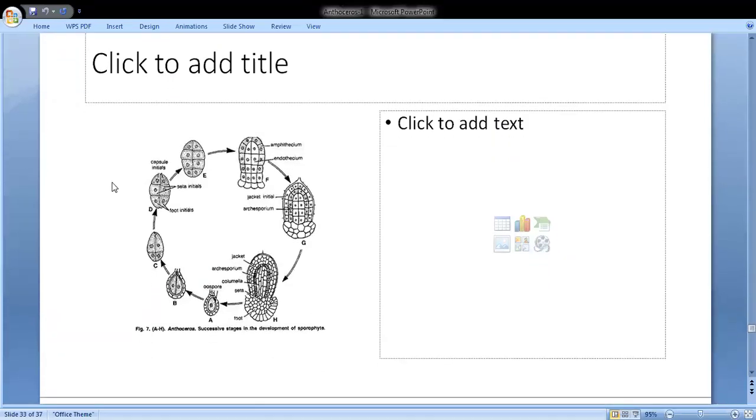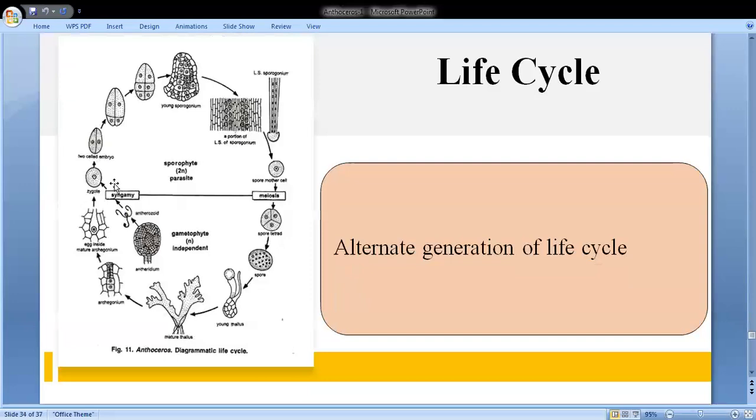This is the life cycle of Anthoceros. See here, some vegetative and sexual reproduction comes under the haploid. So that is the gametophytic stage, and after that asexual reproduction, that means sporophytic development, that is the sporophytic stage. This is the sexual reproduction. So there is alternation of generations in the life cycle.